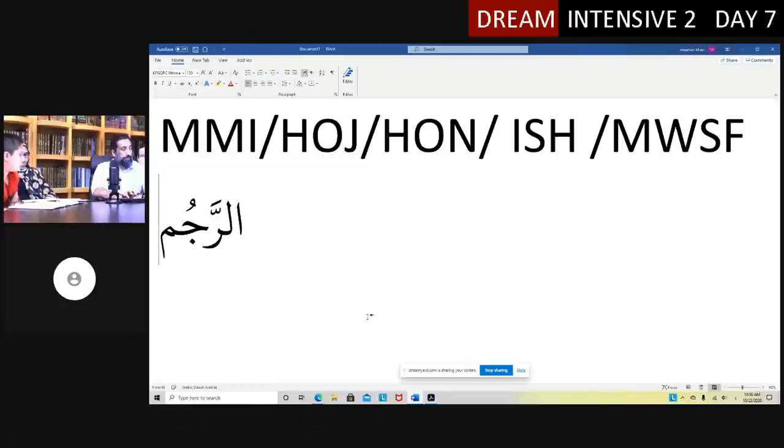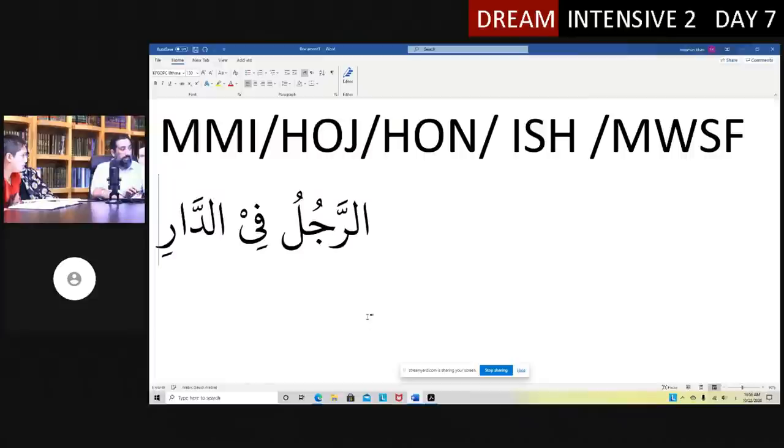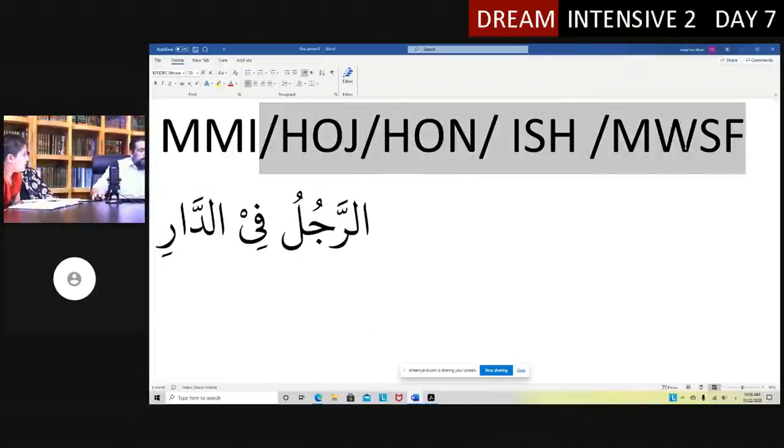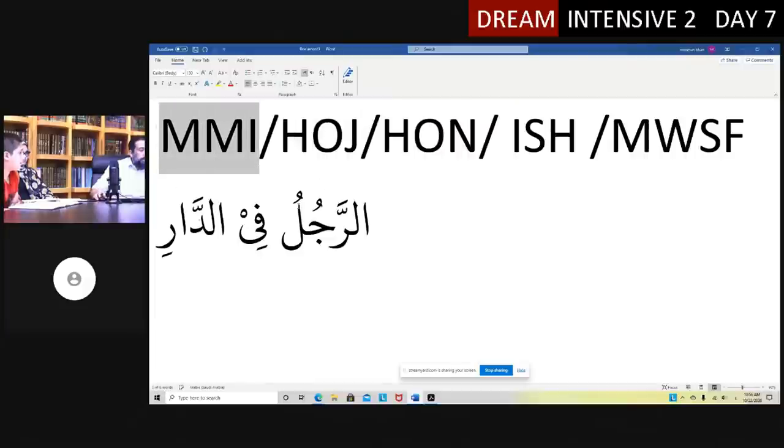Ar-Rajulu Fiddari. Now, fi, is it any one of these? Which one? Harf of jar. Fiddari becomes jar and majrur. Excellent, so that is a fragment. But ar-rajulu, could it be a mudaf? No, it has al. Could it be beaten up by a harf of jar? No, because there's no harf of jar before it.